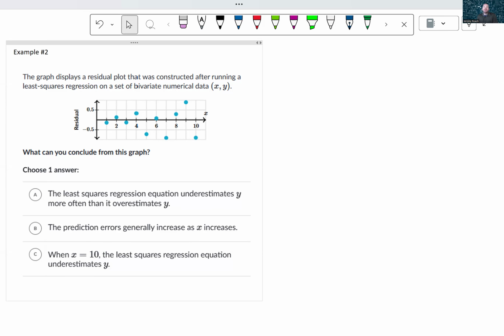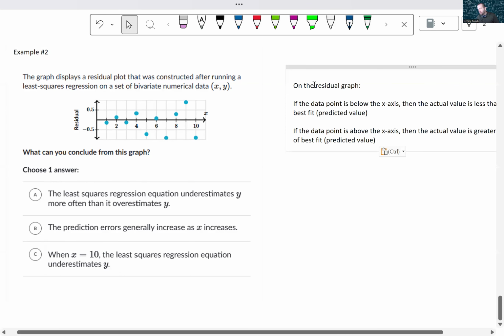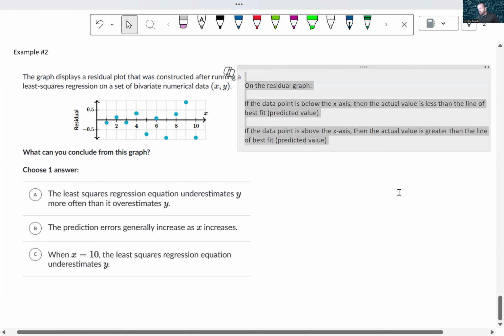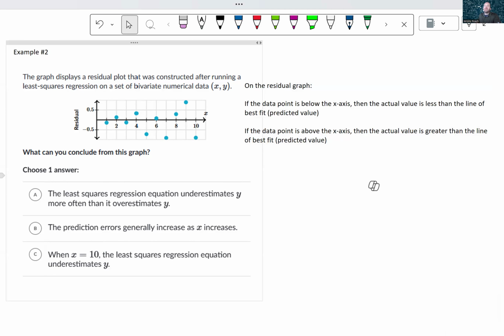Before we start, I just want to mention that on a residual graph, if the data point is below the x-axis, then the actual value is less than the line of best fit or the predicted value. And if the data point is above the x-axis, then the actual value is greater than the line of best fit or the predicted value. In fact, let me put that here so you can see that for notes. Okay, so we're going to look at our answer choices now.